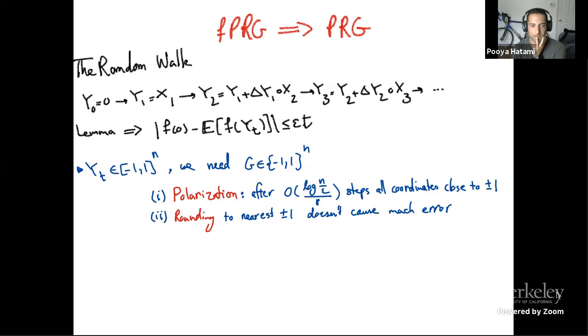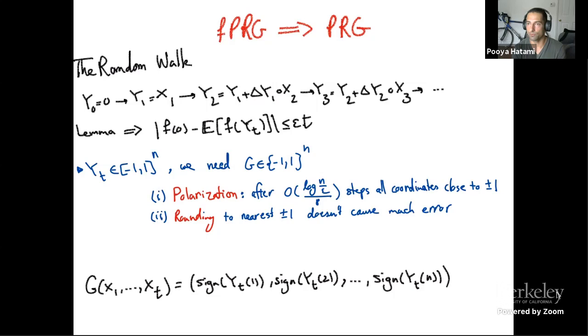Okay, but if we believe these two new ideas of polarization and rounding, then our job is done. The generator will be to take t steps of the random walk that we defined and just take the signs of the vector that we got.